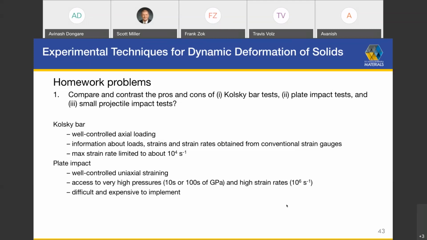Okay. The downside to these tests is that they're difficult to implement. They're expensive to implement. The instrumentation, the gas guns themselves, the systems that are used for measuring backface velocities, these VISAR systems, these are all very expensive propositions. Okay. You probably couldn't get off the ground there in under $1 million. That's the big downside.